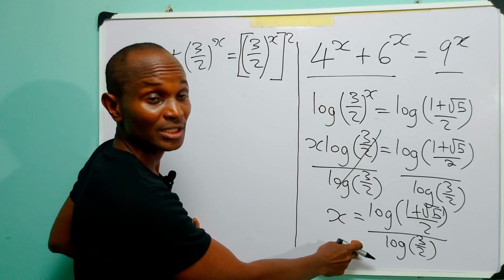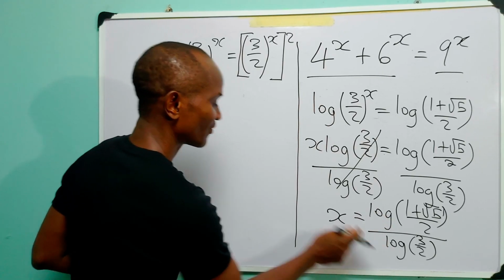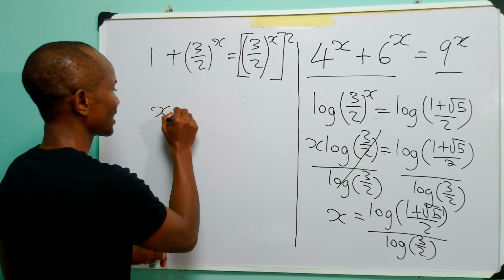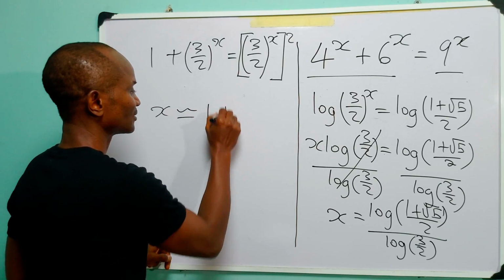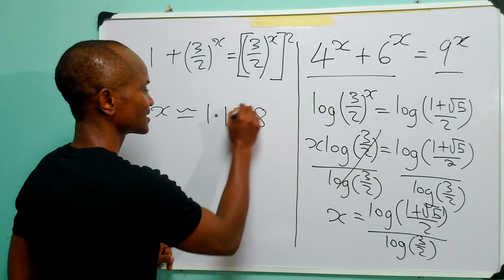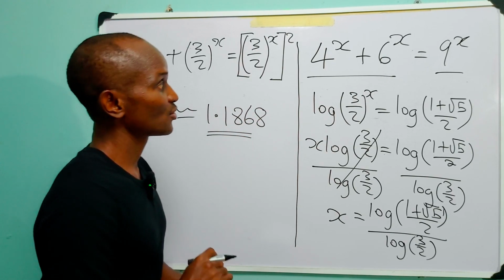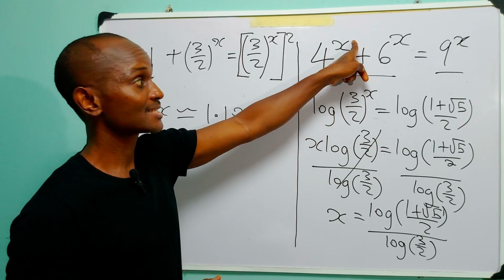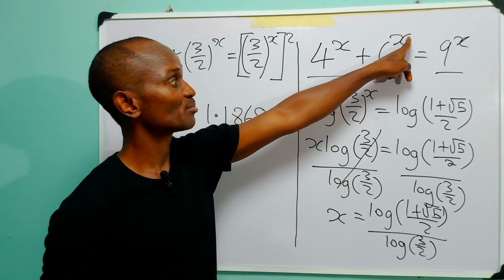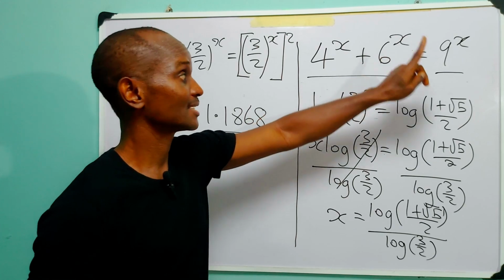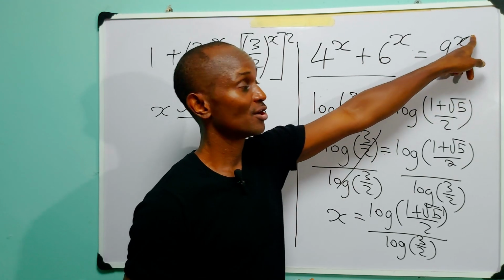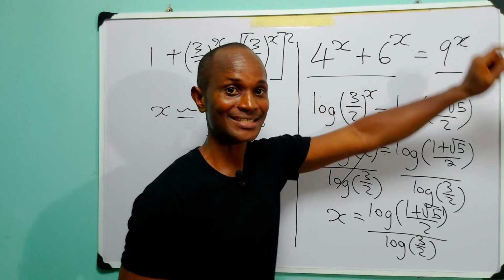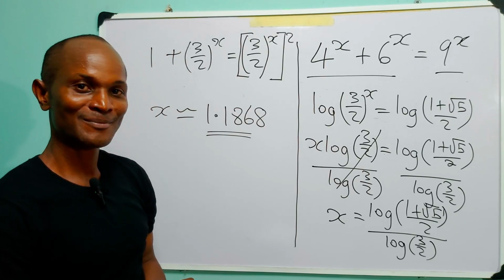And when you use a calculator to find the value of this over this, we have that x is approximately equal to 1.1868. So when you do 4 raised to power 1.1868 plus 6 raised to power 1.1868, it will be equal to 9 raised to power 1.1868.